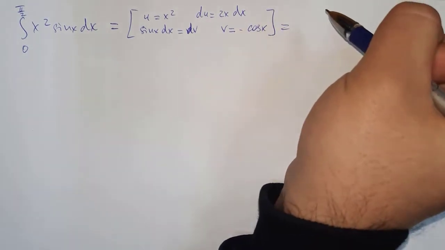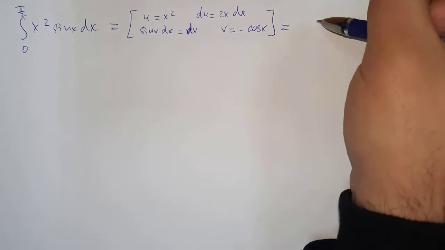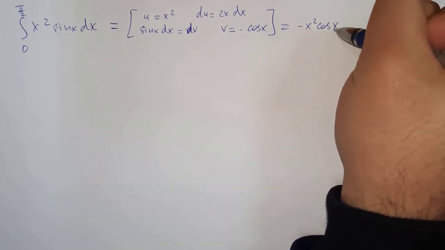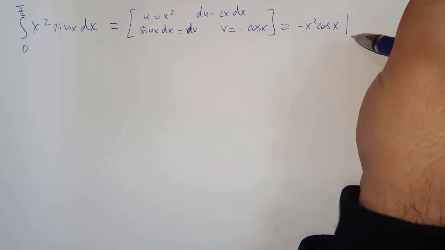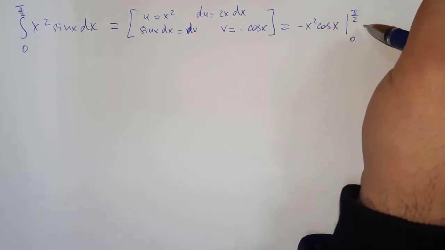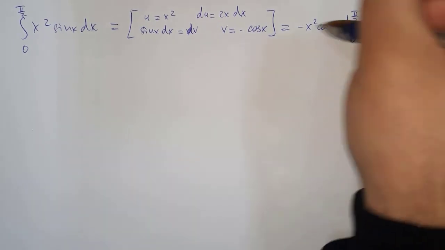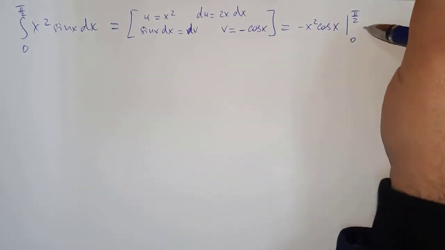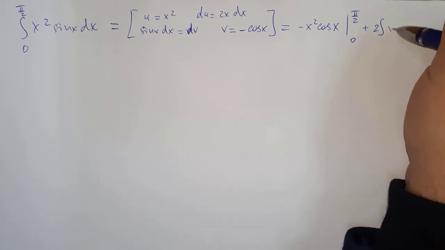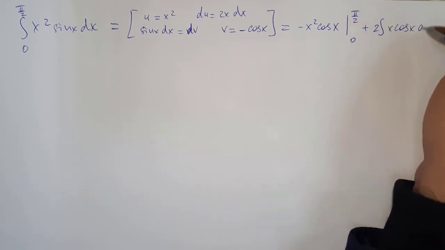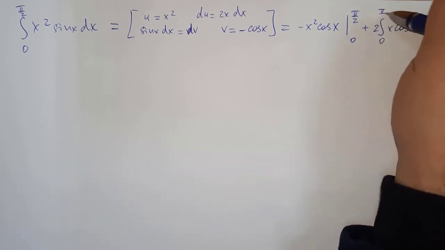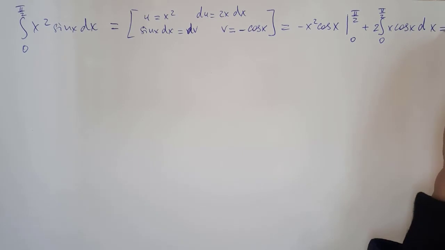And so uv is minus x squared cosine x, and we have here now bounds 0 to pi over 2. We need to write it like this: and the minus integral, but here we have minus, that's why it will be plus integral of 2x cosine x dx from 0 to pi over 2. Continue.